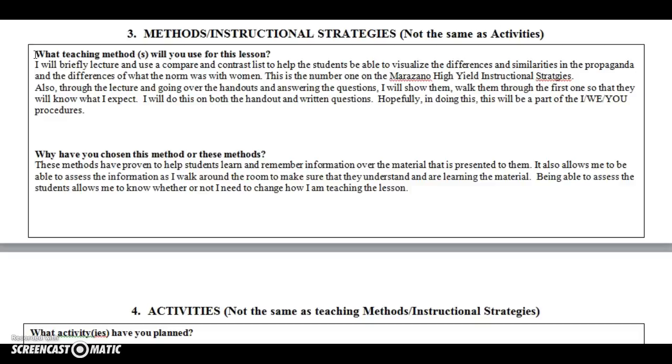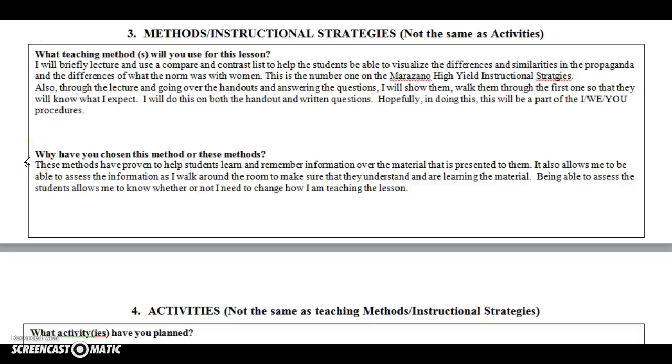Also, through the lecture and going over the handouts and answering the questions, I will show them, walk them through the first one so that they know what I expect. I will do this on both the handout and written questions. In doing this, it's part of the IWU procedures.